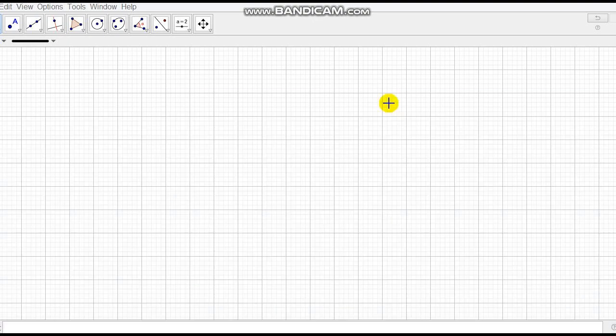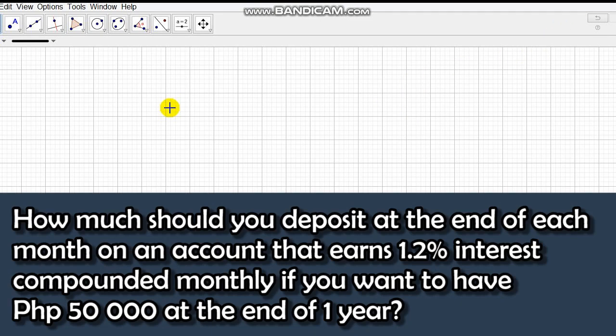As you can see there, the formulas for simple ordinary annuity and simple annuity due are almost similar. It's just that we add a factor of 1 plus I in the denominator to get the simple annuity due. So, let's have an example. How much should you deposit at the end of each month on an account that earns 1.2% interest compounded monthly if you want to have 50,000 at the end of 1 year?